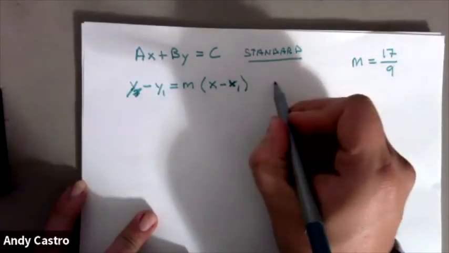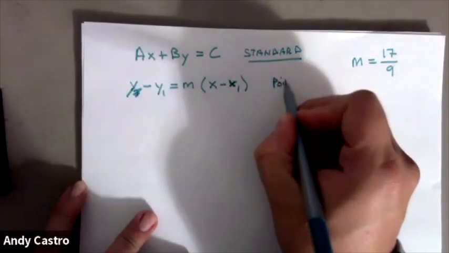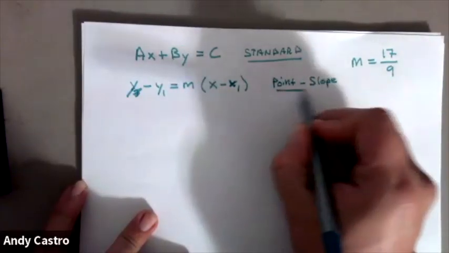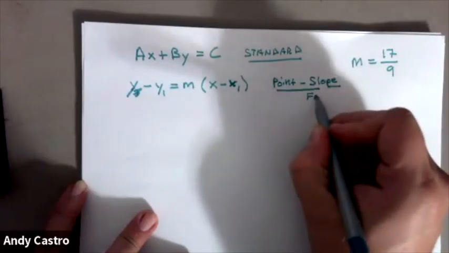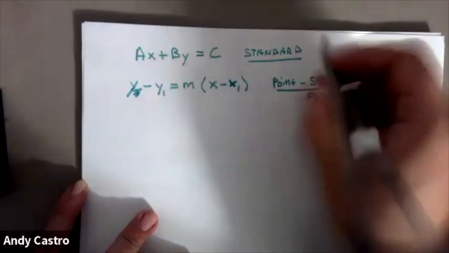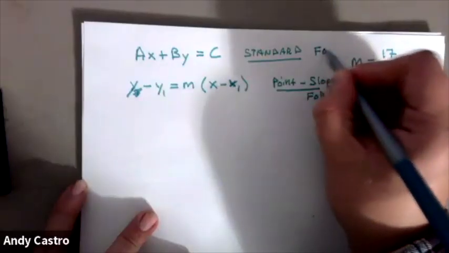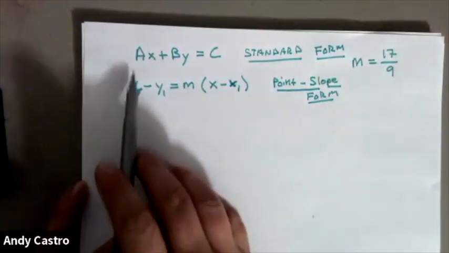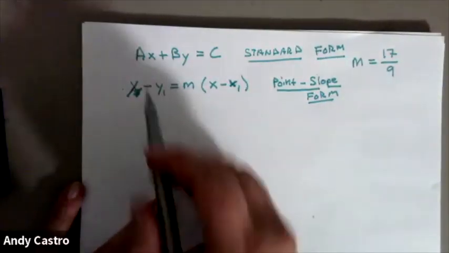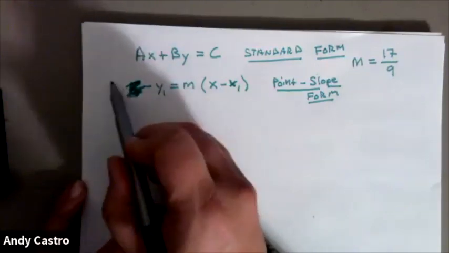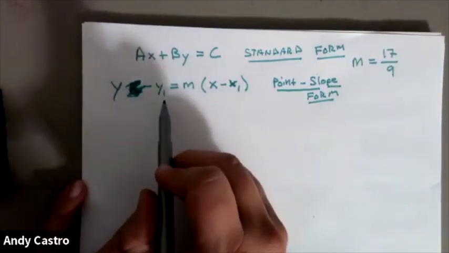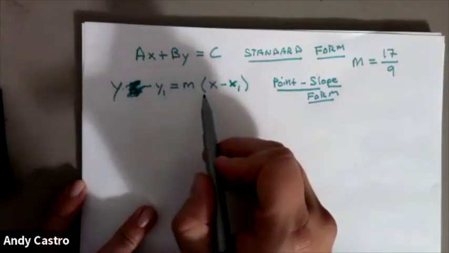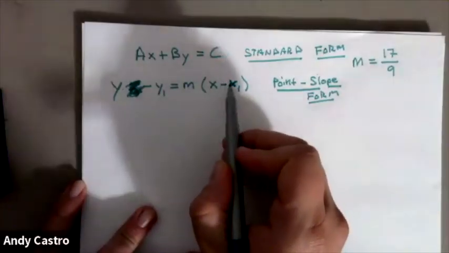There we go. That's called point slope. This is point slope form. And the standard one, we should write the word form as well. Standard form. Okay, so we have point slope form and we have standard form. This is just y. That looked a little confusing. Y minus y sub 1 is equal to m, that's the slope, times the quantity x minus x sub 1.